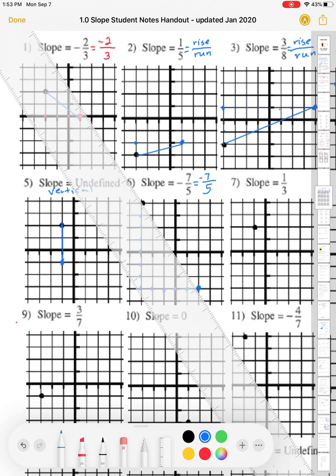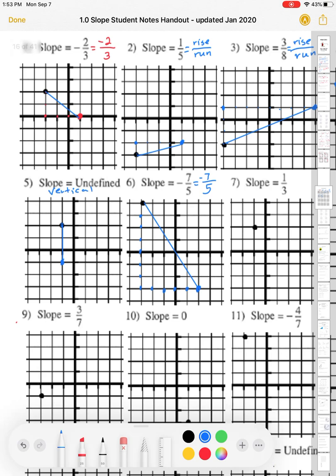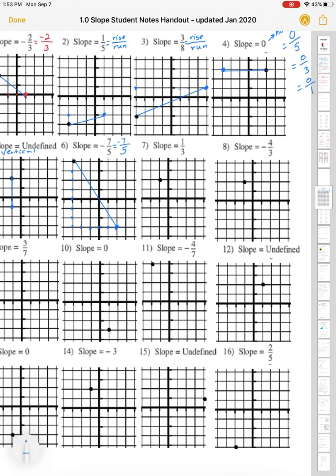And we will join up those points. And that would be our line. It's a negative slope, 7 over 5. Okay. Let's do a few more.